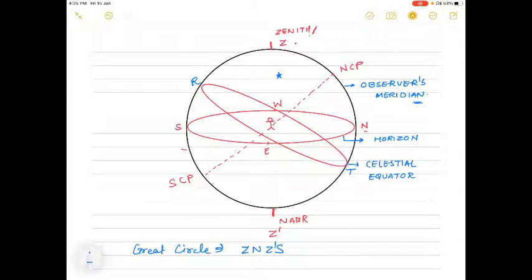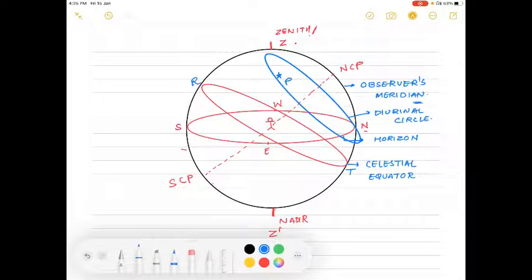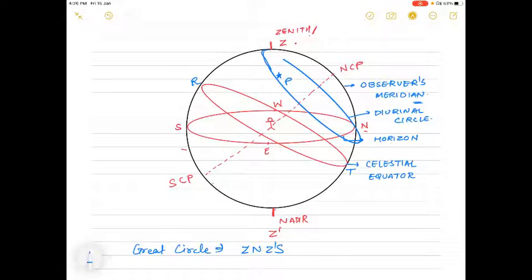All the stars and objects present in the sky are rising and setting. They are following a diurnal path, or a diurnal motion, as it is called. So this is the diurnal circle followed by the star whose coordinates we want to find out. The star is supposed to be here, P.